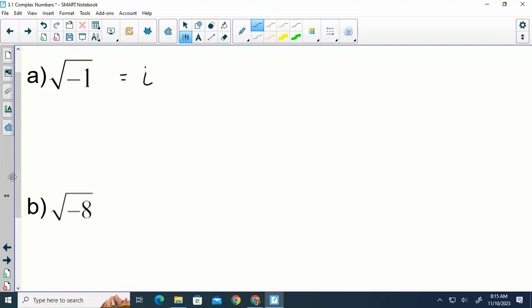If I said the square root of negative 8, we can think we're going to pull out that negative, and then how would you break up 8? So square root of 4 is 2, square root of negative 1 is i, and then we still have a radical 2 left.